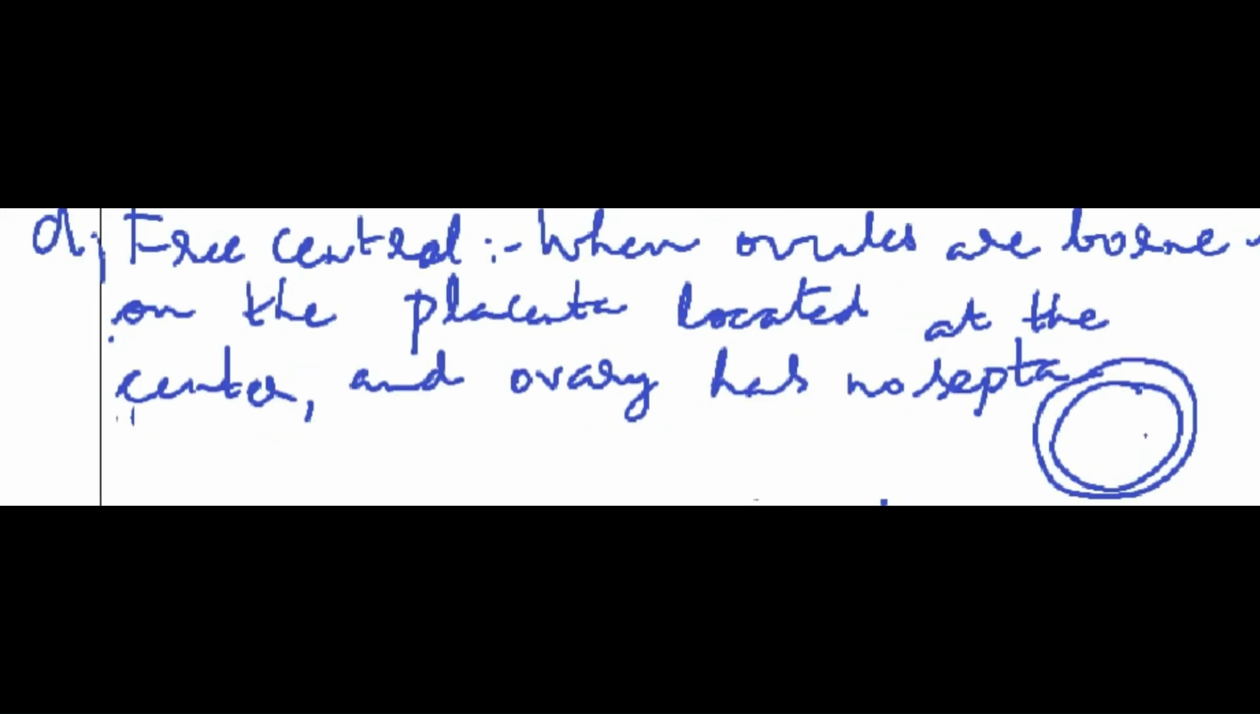This is free central placentation. Here the ovules are present at the center. They are borne on the placenta that is located in the center. But we can see that the ovary has no septa. In such a case, we can call it free central. For example, dianthus.